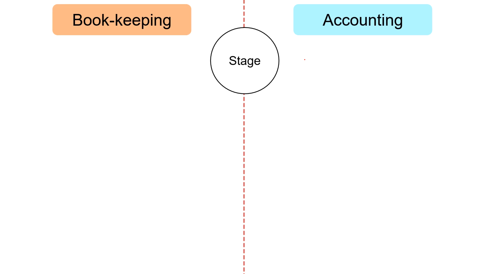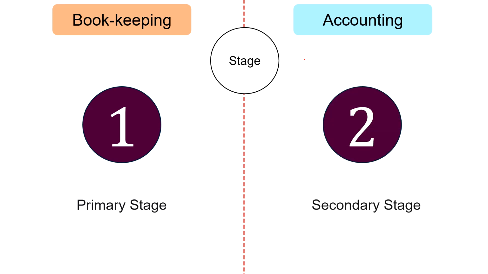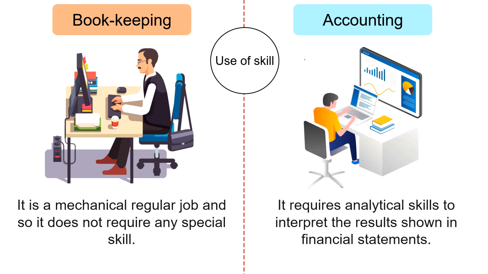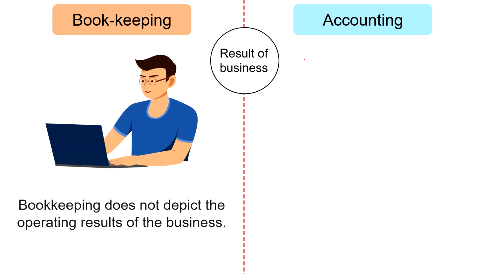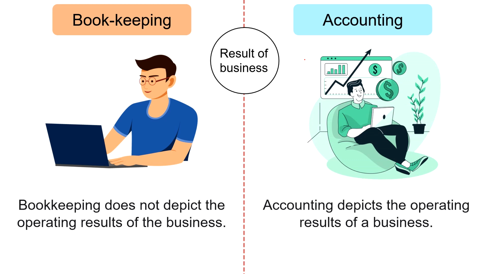Next, stage. Bookkeeping is the primary stage in the process of preparation of financial statements. On the other hand, accounting is the second stage, that is, accounting begins where the bookkeeping ends. Use of skill. Bookkeeping is a mechanical regular job and so it does not require any special skill. As against, accounting requires analytical skills to interpret the results shown in the financial statements. Next, result of business. Bookkeeping does not depict the operating results of business, whereas accounting depicts the operating results of business.